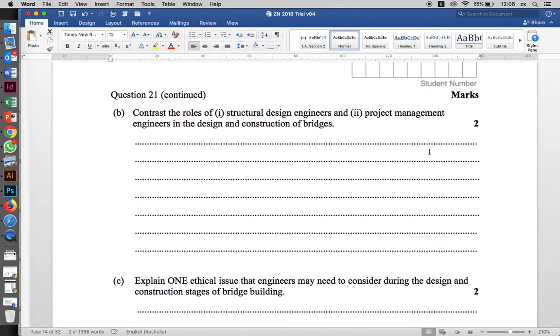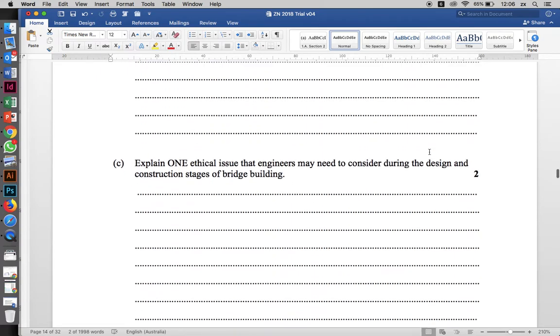Okay, the roles of structural engineers versus structural design engineers versus project management engineers. Designers design, project managers build. So what I would say is that the designers take into account forces and speak to stakeholders to find out design goals. Project managers are involved with things like maintaining budget, ensuring quality, and time and safety constraints, those sorts of things. Okay.